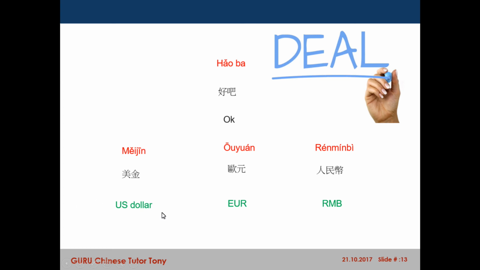Alright, finally, I also want to teach you the different kinds of currency in Chinese. The first one, US dollar, is 美金. 美国 is America, right? 金 is gold, so put together it is the US dollar, 美金. And 欧元 is the European euro, EUR. And 人民币 is the Chinese currency, RMB.